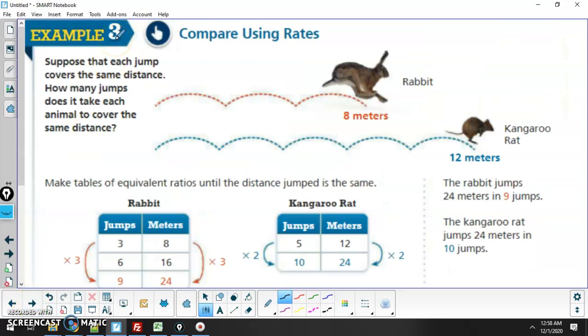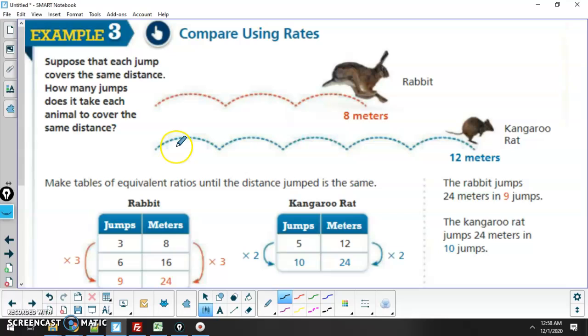Here's another example of how you could use rates. In this particular one, we're not going to use unit rates, though. We're not going to figure out how much per one. But we know that a rabbit in 3 jumps goes 8 meters. Okay, so you got 3 jumps and 8 meters. A kangaroo rat also jumps pretty far. In 5 jumps, it goes 12 meters.